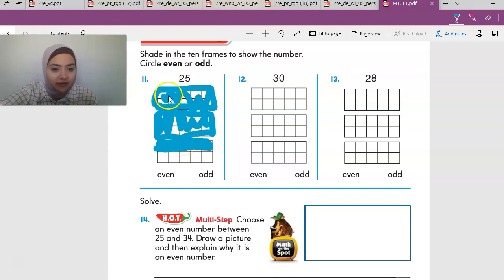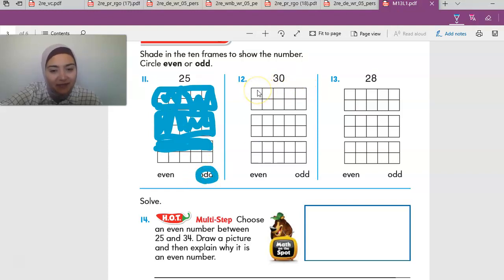Well, if you look here, these two have buddy, buddy, buddy, buddy, buddy. This is a pair, this is a pair, this is a pair, this is a pair, this is a pair. Well, let's look at the 5. This is a pair, this is a pair, but there's one left without a buddy. So the number 25 is odd. And you're going to circle odd.